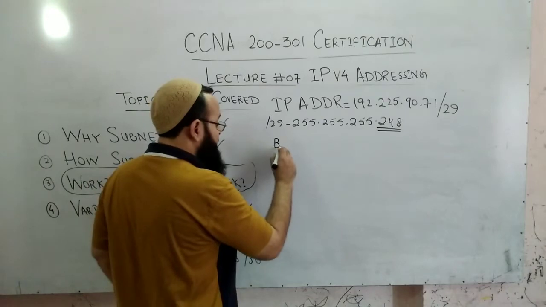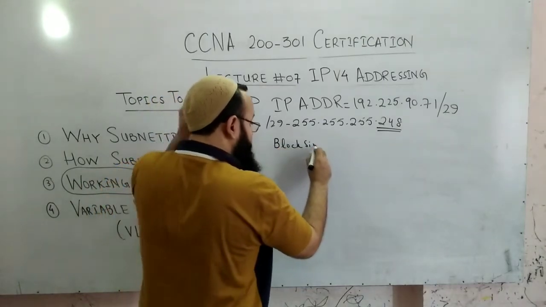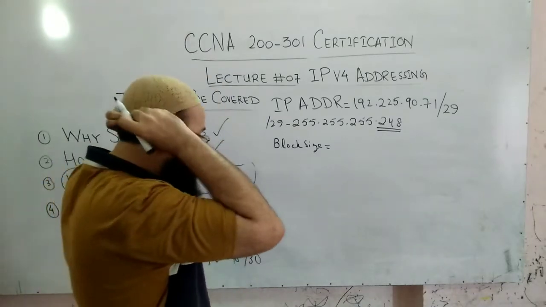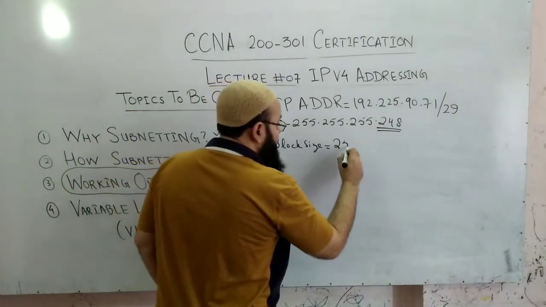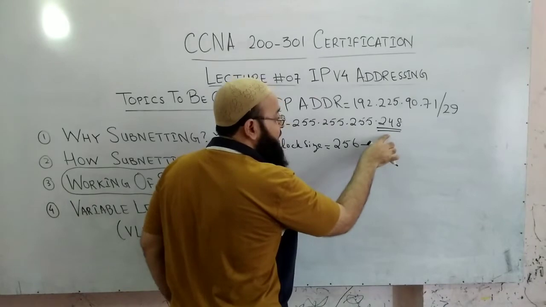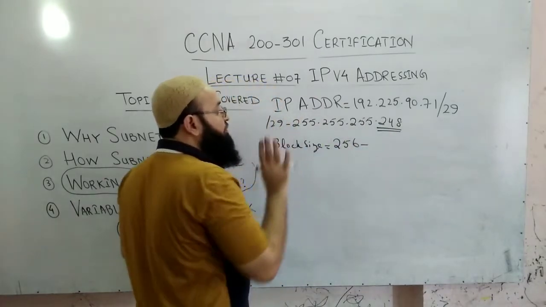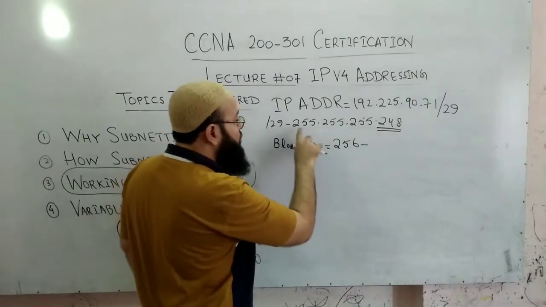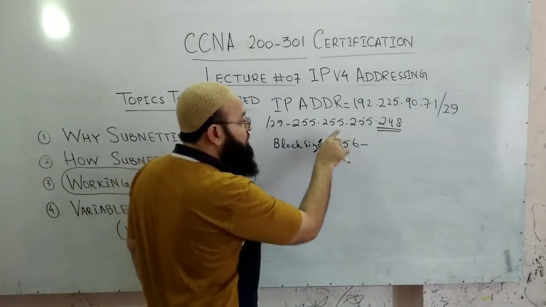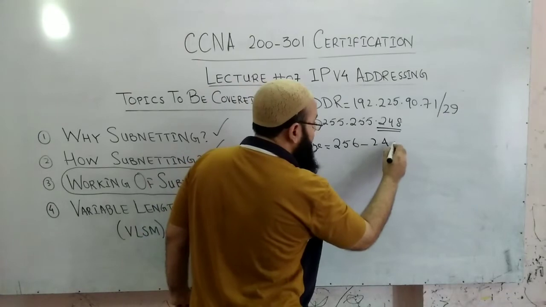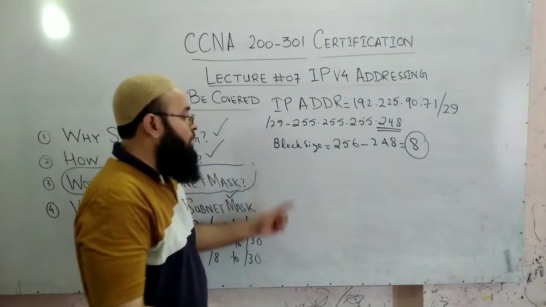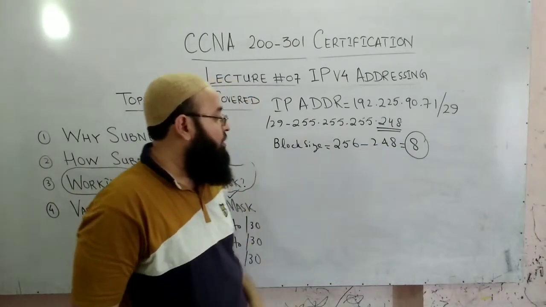What is a block size? The block size is calculated by simply subtracting from 256 the value which is other than 255 or 0 in the subnet mask. So the value other than 255 or 0 in the subnet mask here is 248. So simply use it and find out the block size. So block size came to be 8.